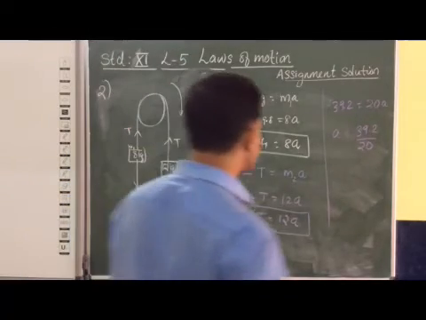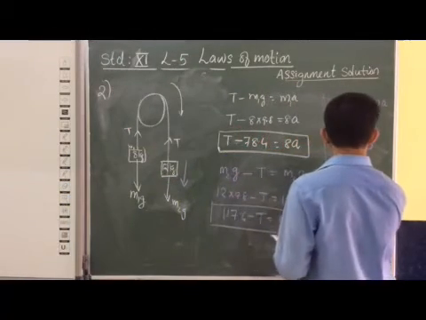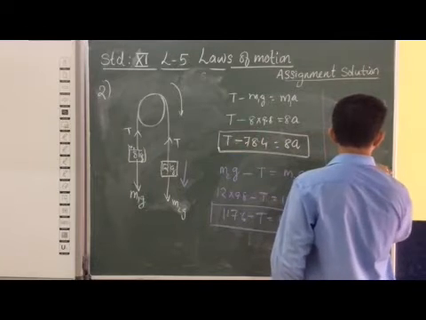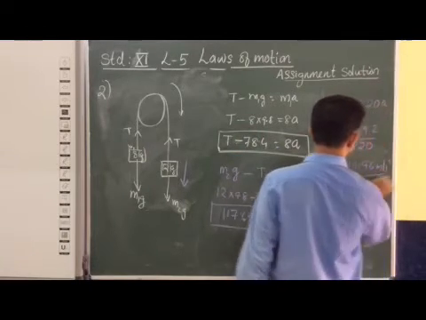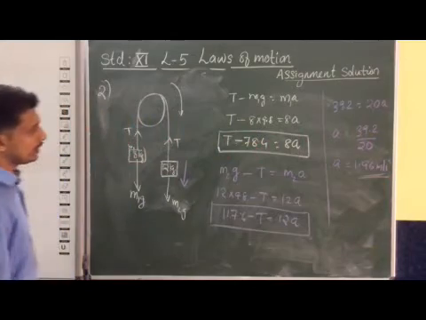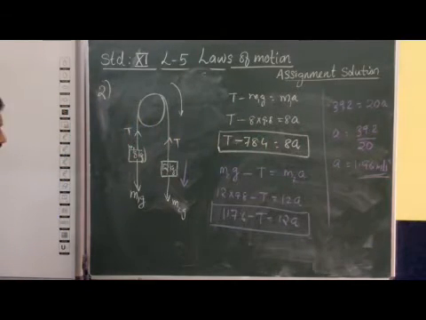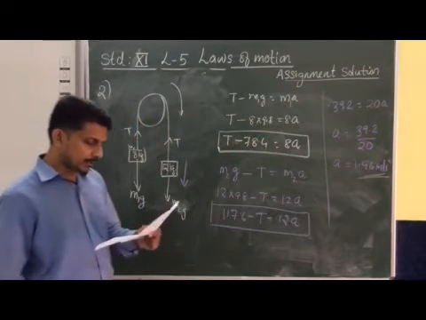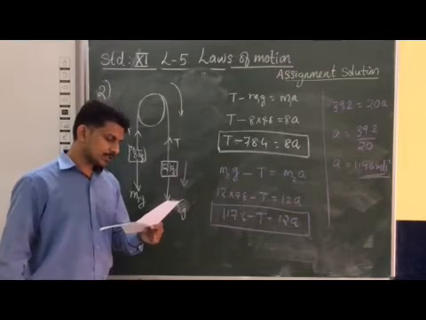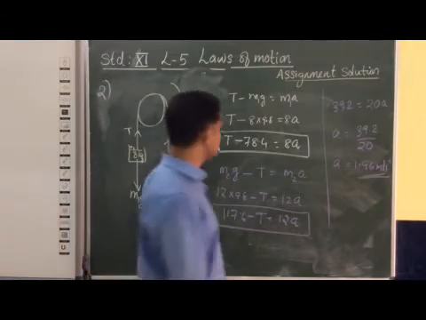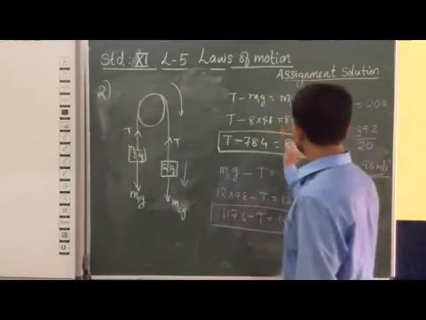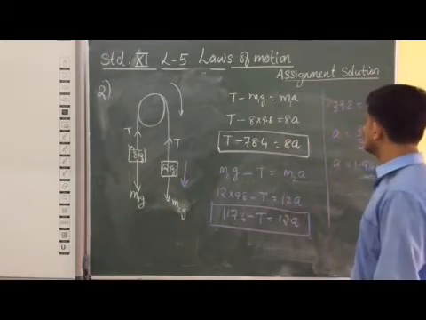So you will get this acceleration as 1.96 meter per second square. So this is the way we can calculate the value of acceleration. Then the second part: find the acceleration and the tension in the system. So you can find the value of tension also. Substitute in any one of these equations, you will get the tension.